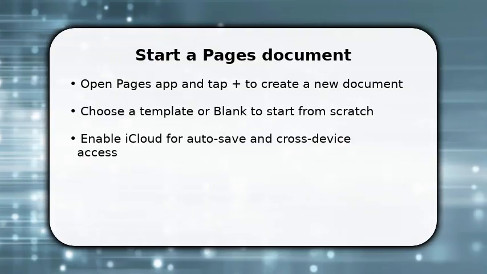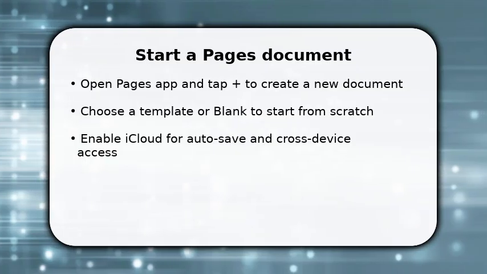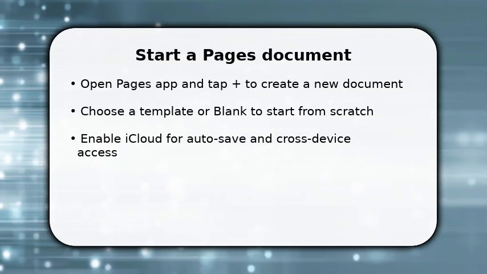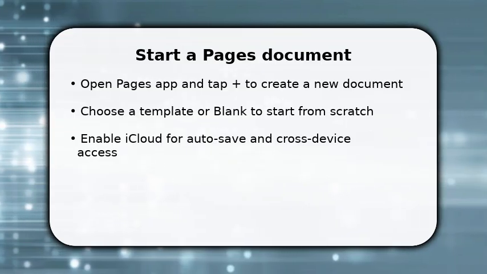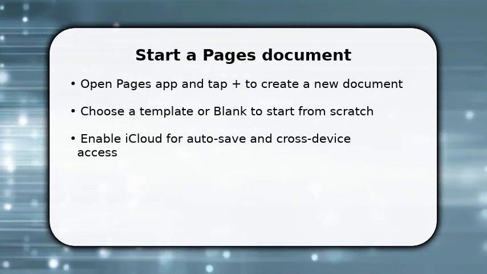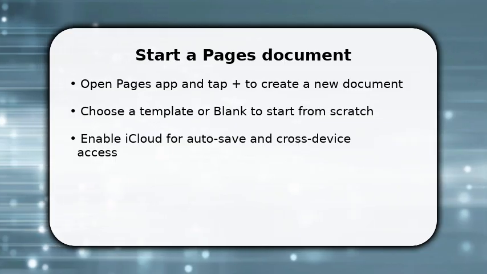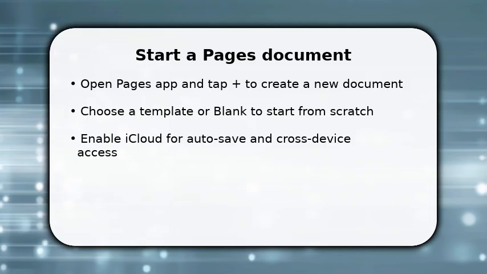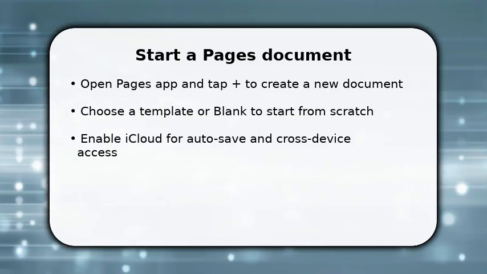You begin by opening Pages and tapping the plus sign to create a new document. Choose a template or blank depending on your goal. Once done, make sure iCloud is enabled so Pages auto-saves and syncs across devices. This prevents lost work. You should also tap the document title to rename it. Clear naming helps you find versions later.